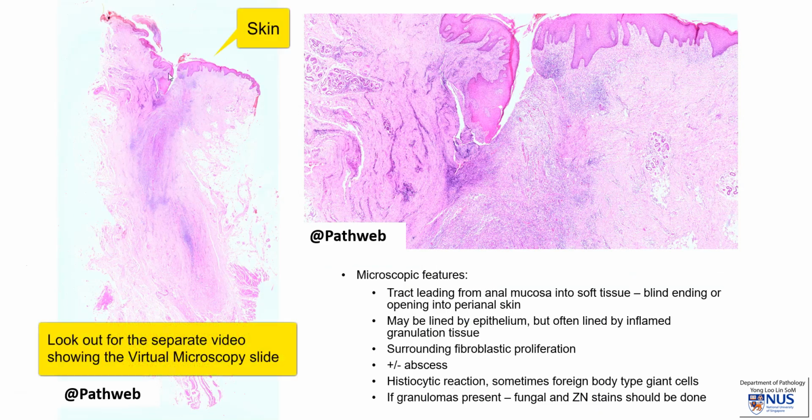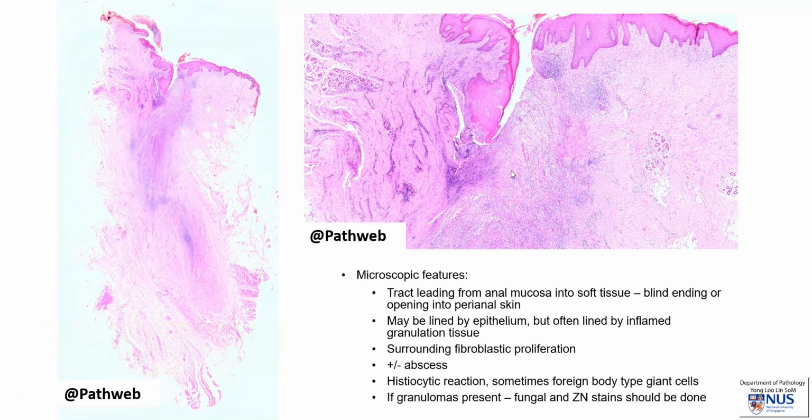Microscopically, we can see that there is a tract leading downwards from the overlying epithelium. And often the tract loses its epithelial lining and what remains is inflamed granulation tissue. There can be acute and chronic inflammation and sometimes abscess formation. And occasionally we can also see many histiocytes and even foreign body type giant cells. Granulomas should be looked for, and if present, then stains for fungal organisms as well as acid-fast bacilli should be performed. And also there may be a potential underlying cause, for example, Crohn's disease.